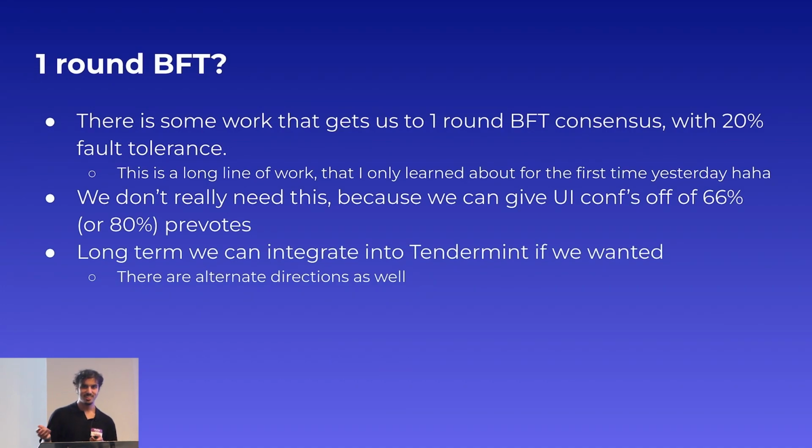There's some discussion, actually I just discovered this yesterday, so I thought I'd throw this in. You could achieve 1 round BFT consensus. It's actually a long line of work doing this. We don't need this, because getting a guarantee off of pre-votes is actually the same thing, the same latency. So we can stick with Comet and just engineer UI confirmations off of this pre-vote phase.